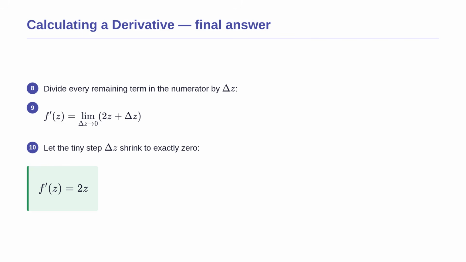limit. Finally, we let the tiny step shrink to exactly 0, causing the second term to vanish completely. This leaves us with a final clean derivative of 2z. Because this result does not contain any directional angles, it proves the rate of change is identical from every approach.